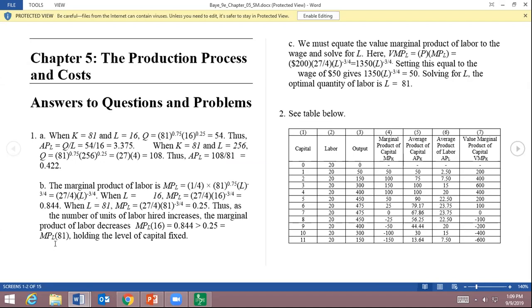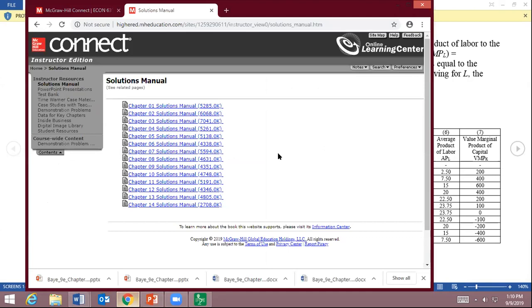So this is one way that we can do this question, where we calculate the average product of labor just in terms of K and L, and then plug in the K and L that we're given, 81 and 16. Okay? So this would be equal to 81 to the 3/4 over 16 to the 3/4, which is just equal to 4.